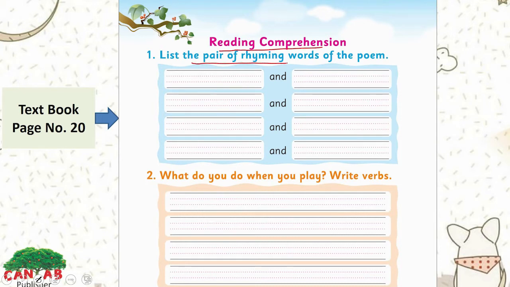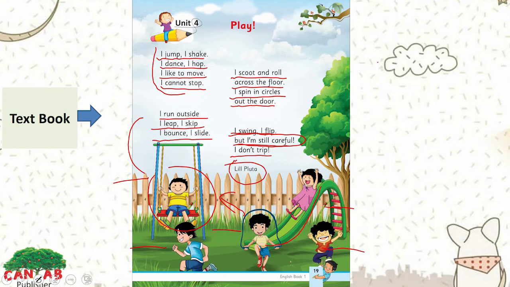List a pair of rhyming words of the poem. So what are the rhyming words? Rhyming words are those words which end with the same sound, which sounds the same. Like you can see, hop and stop. Hop and stop. The same sound at the end. Roll and floor and also the door. Outside and slide. Flip and trip.